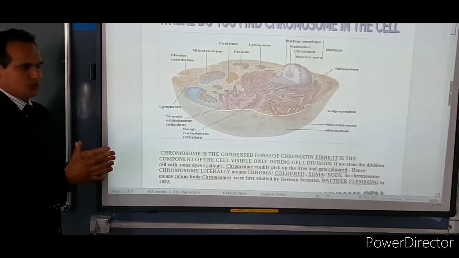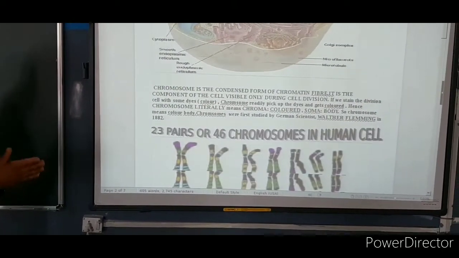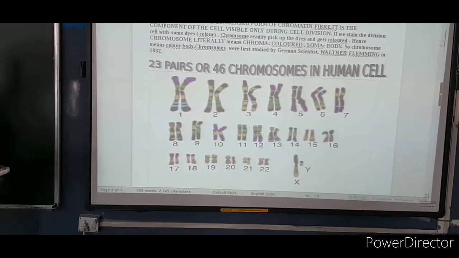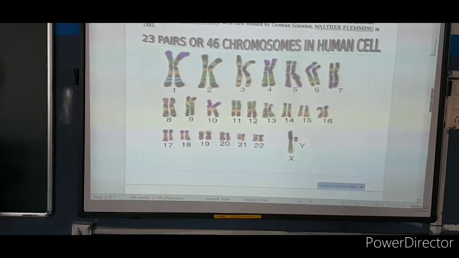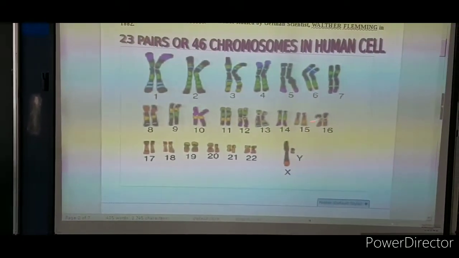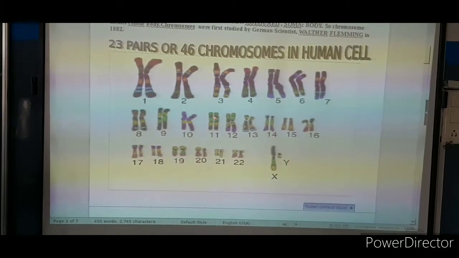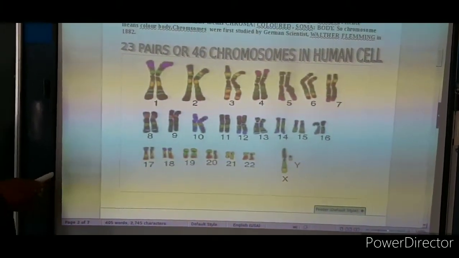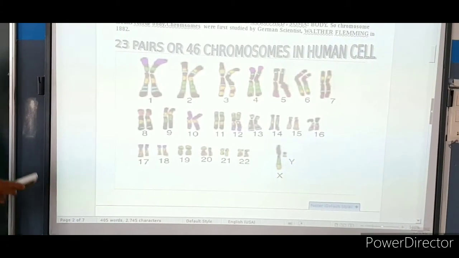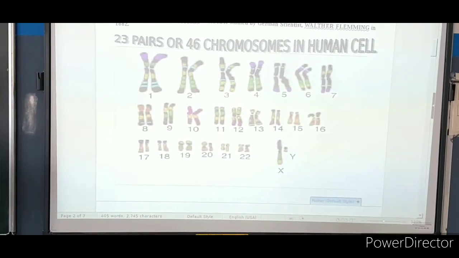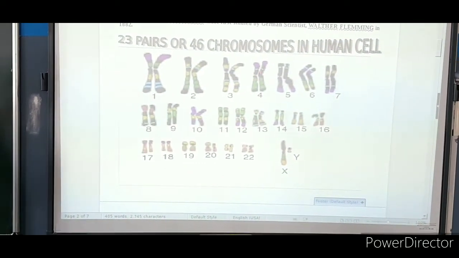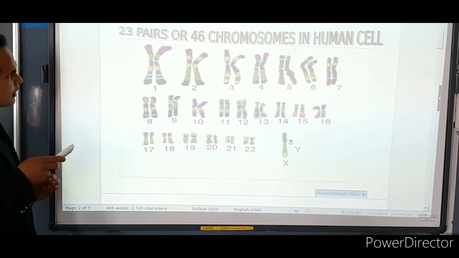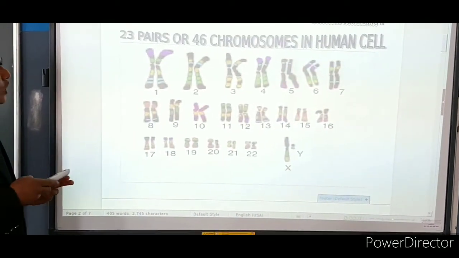So how many chromosomes do we find in the nucleus? Look here. In the case of human beings, 46 chromosomes are found in the nucleus. We know that these are autosomes and these are the 2 sex chromosomes here. These 46 chromosomes are always found in pairs. That's why we call it 23 pairs.